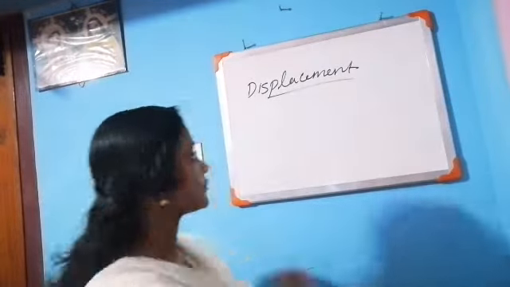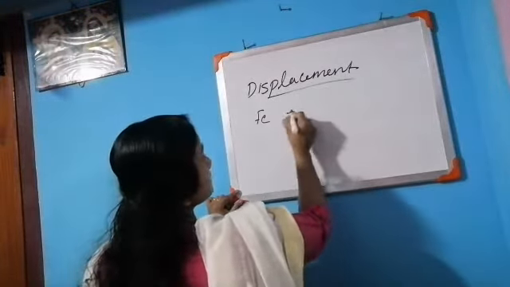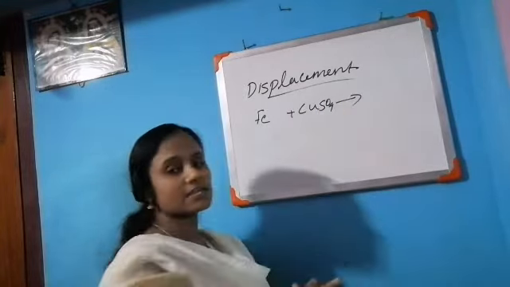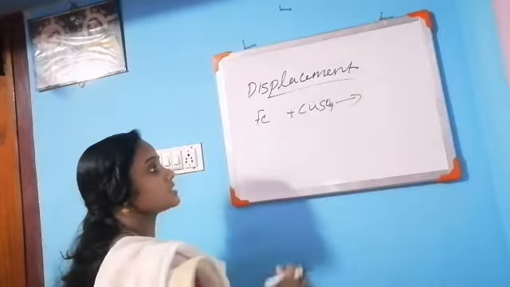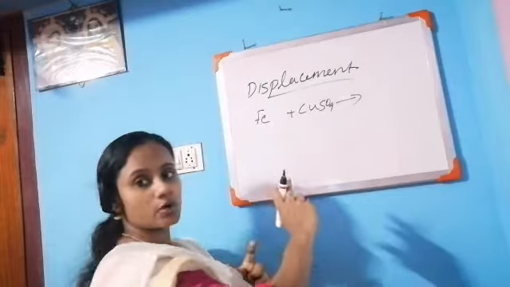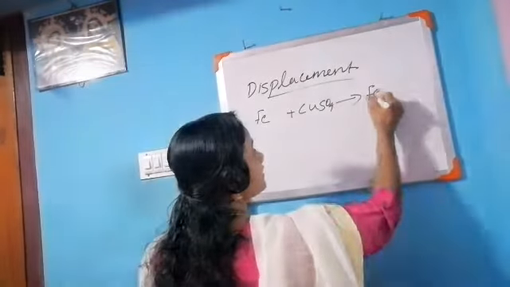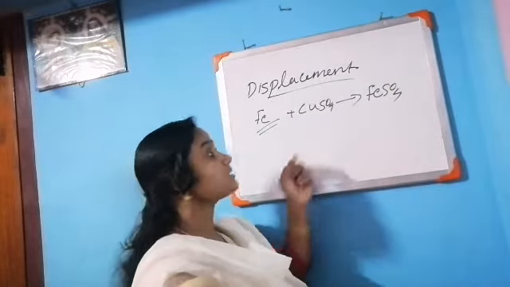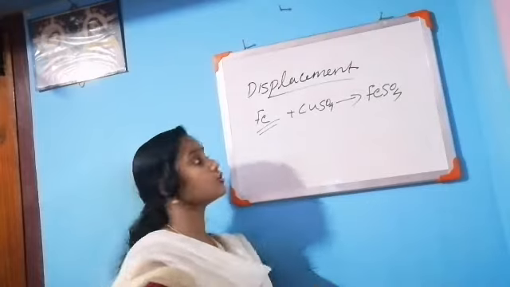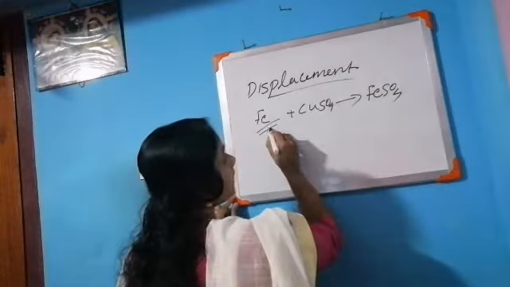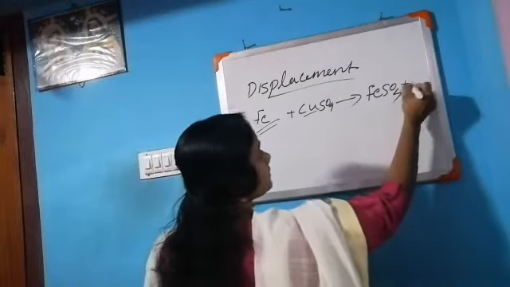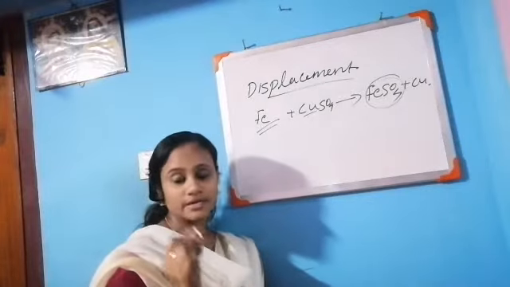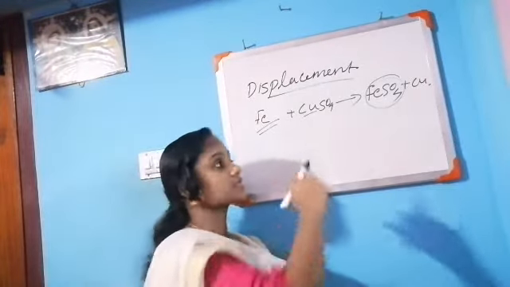Next, iron and copper sulfate. Iron pieces are dropped into the copper sulfate solution. Copper sulfate is a blue solution. This iron reacts with the copper sulfate solution to form iron sulfate. Here, iron is more reactive than copper. So iron displaces the copper and forms the new product, iron sulfate. This color is green. What do you observe? A green solution is formed. That is iron sulfate.